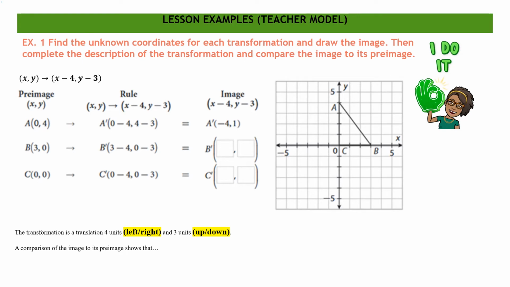Okay guys, let's go right into example number 1. It says find the unknown coordinates for each transformation and draw the image. Then complete the description of the transformation and compare the image to its pre-image.